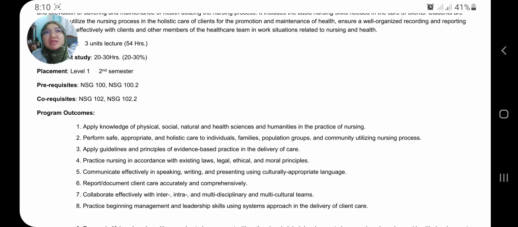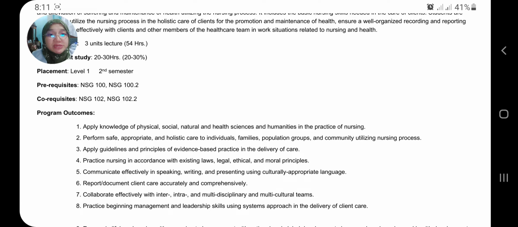So, ang pinakamalaking dinidiscuss dito sa ating fundamentals of nursing is the nursing process. Dito natin parang mas in-depth yung discussion natin with the nursing process because that is the fundamentals ng ating nursing practice. Ito yung pinakamalaking steps or process sa ating routine care na nakakatulong para makabigay tayo ng magandang services for our patient. Next is apply guidelines and principles of evidence-based practice in the delivery of care.